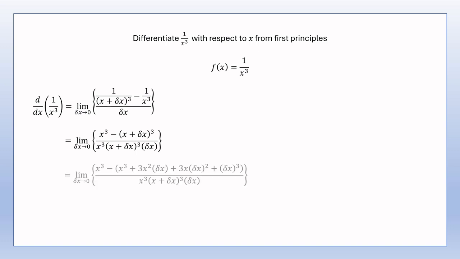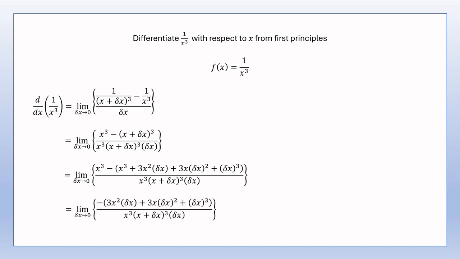And this gives the limit as delta x approaches 0 of x cubed minus, and then in brackets, x cubed plus 3x squared delta x plus 3x delta x squared plus delta x cubed, over x cubed times (x plus delta x) cubed times delta x. And cancelling any terms in the numerator which can be cancelled gives the expression as shown on the screen now.